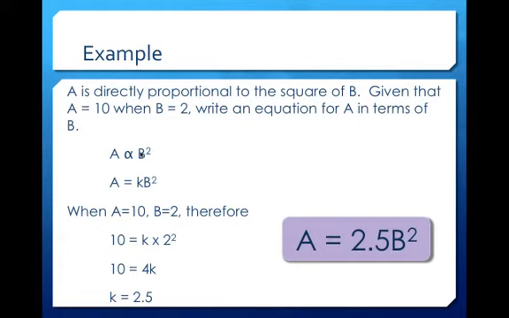Make sure you get this example copied down and then carry on with the questions on the sheet.